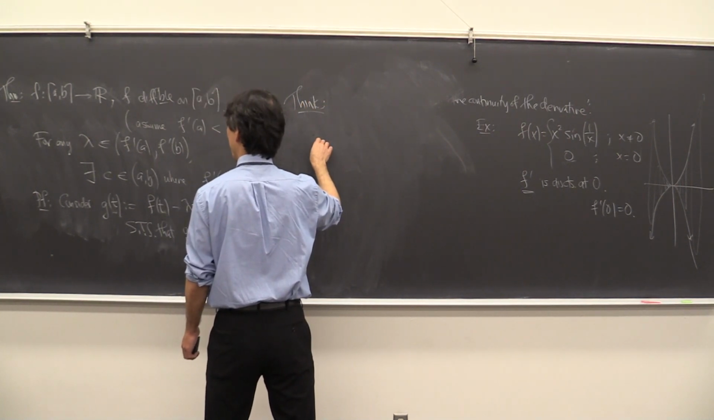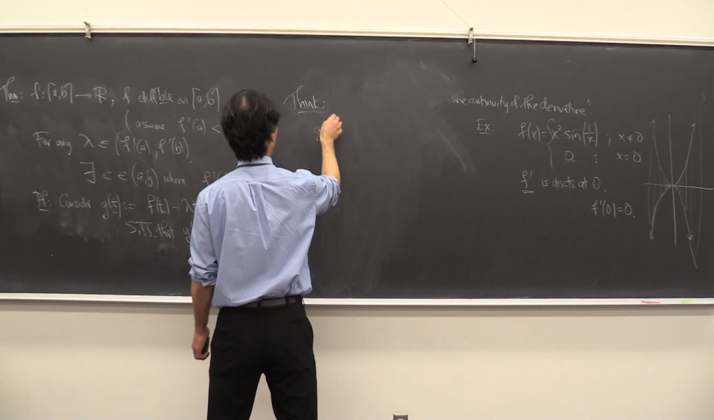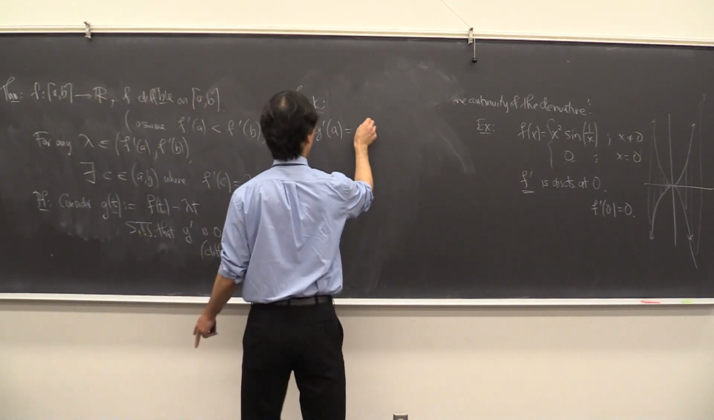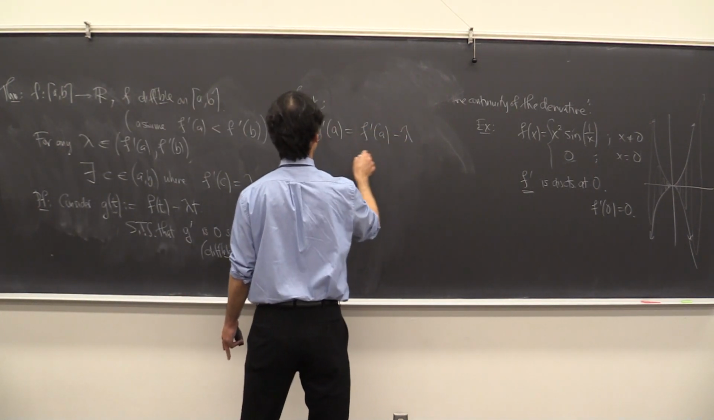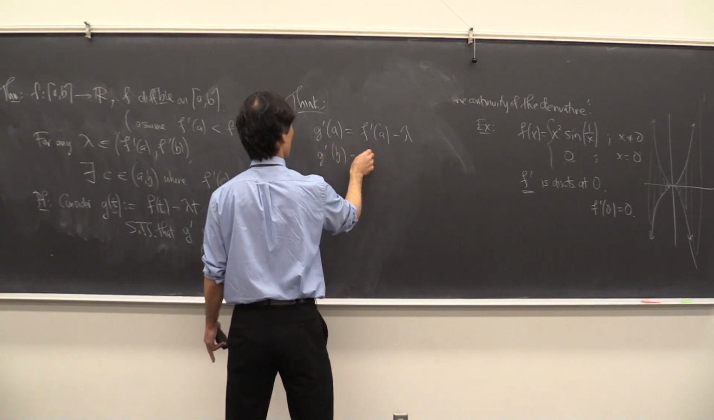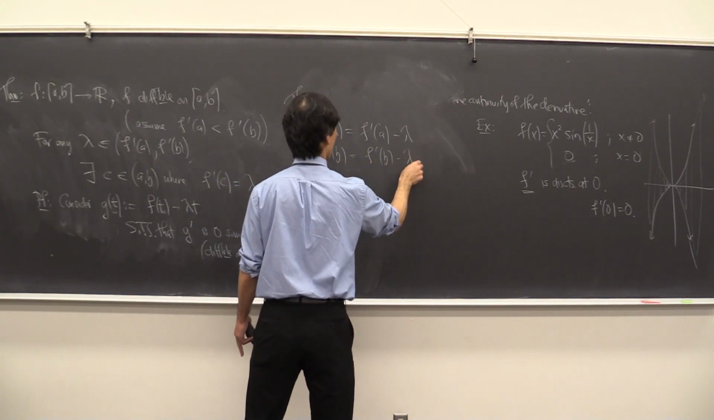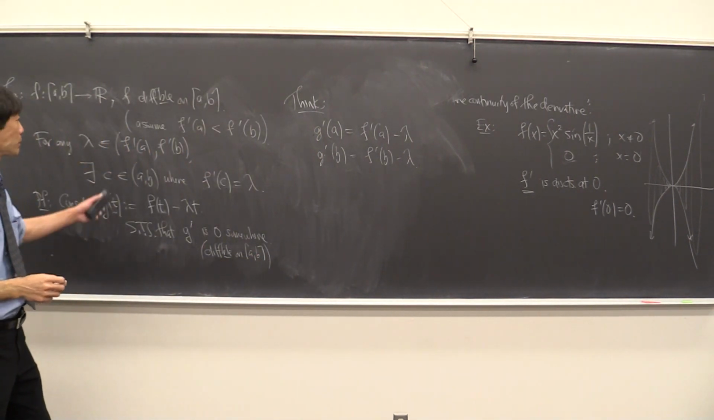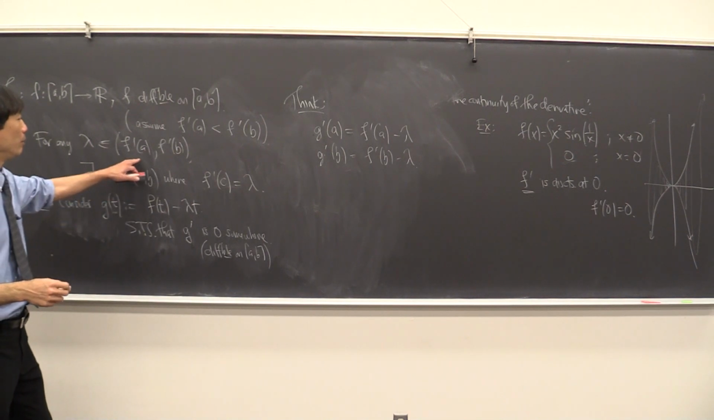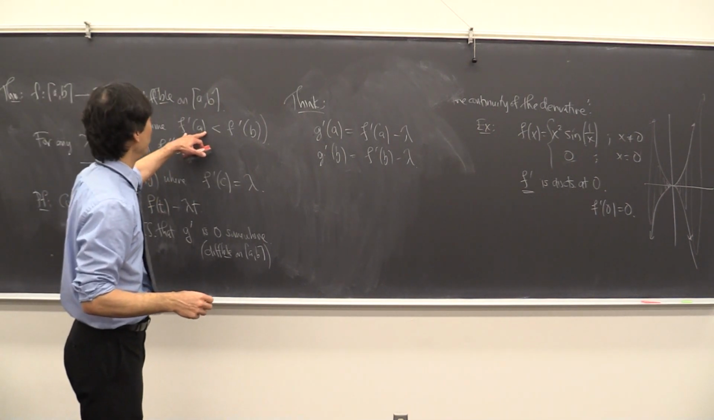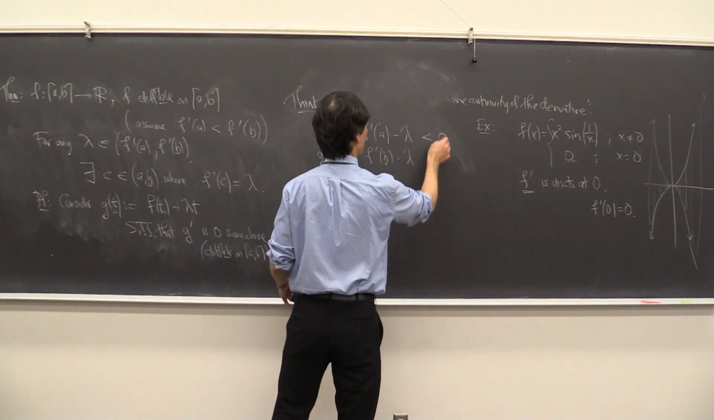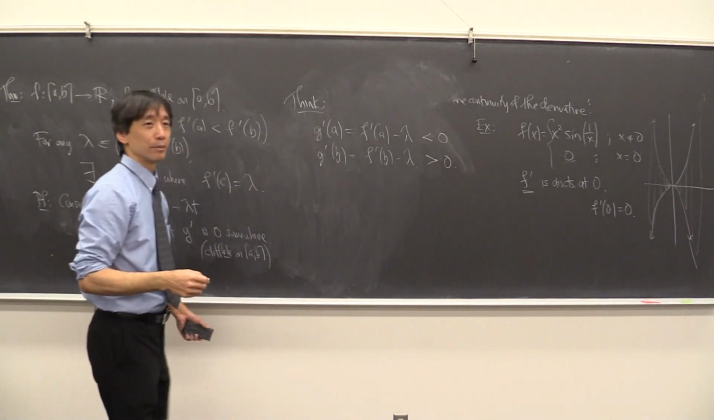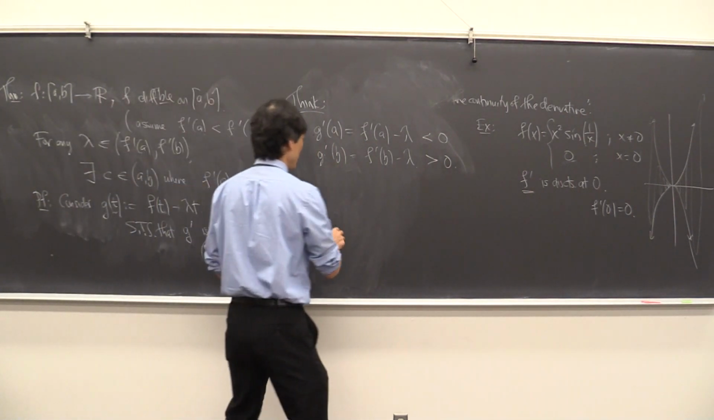If we look at g prime at a, right? G prime at a is going to be f prime at a minus lambda. G prime at b is going to be f prime at b minus lambda. But lambda is bigger than f prime of a, so this thing is negative, and lambda is smaller than f prime of b, so this is positive. Okay?